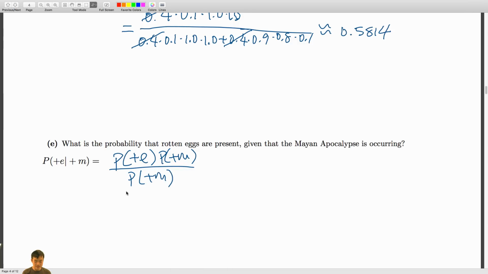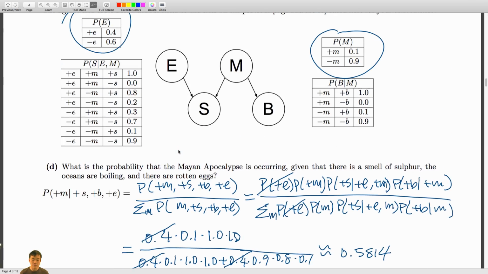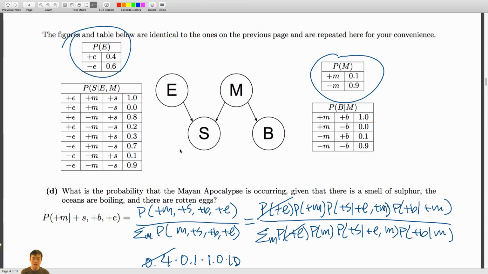So you basically have +m in the numerator and denominator, and +e given +m is just equal to +e. If you think about it, this basically just means that e is independent of m. If we look at our table up here, you can see that, given the constraints of this Bayes net, we do have e being independent of m.